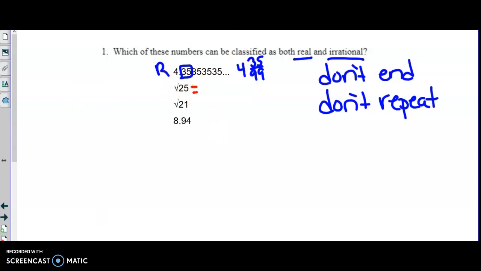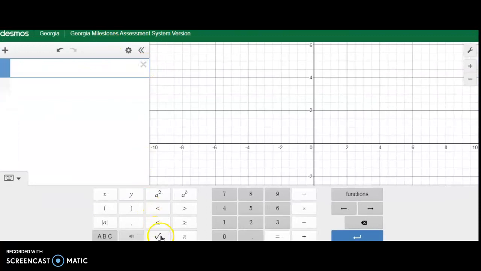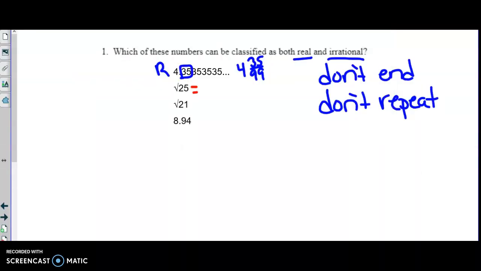All right, next we're going to check the square root of 25. A lot of you might have this one memorized, but if not, that's fine. Go to your calculator and type in the square root of 25, and that equals 5. That's just a nice, pretty whole number. So that one is not irrational. It's just a nice answer. I'll put rational, and we're looking for irrational.